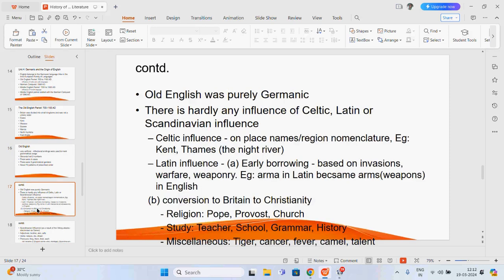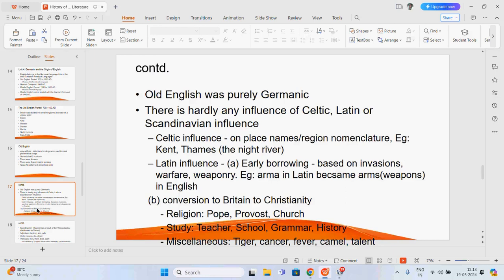You will also say that Old English was purely Germanic because we are just at the period of the origin of English, and English originated from Germanic. From the initial influence of Celtic, Latin, or Scandinavian, we find the Celtic influence on place names or on region names. Some examples are given there. Kent, the place name Kent, comes from a Celtic language. The River Thames, which is very famous, the River Thames in London, means the dark river. This is also a case of Celtic influence.